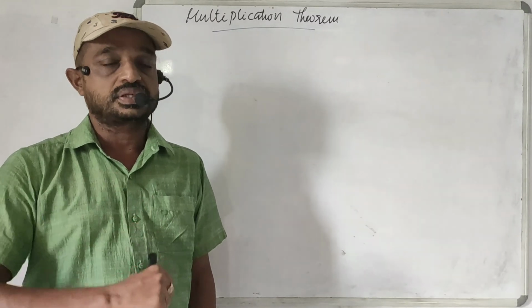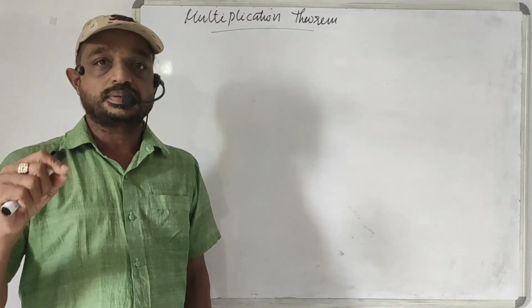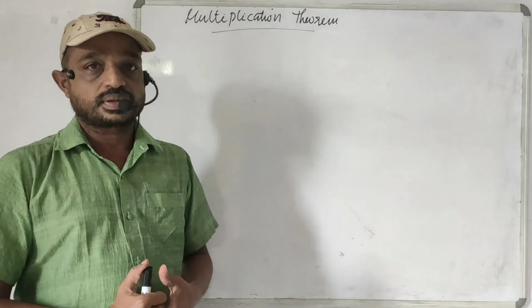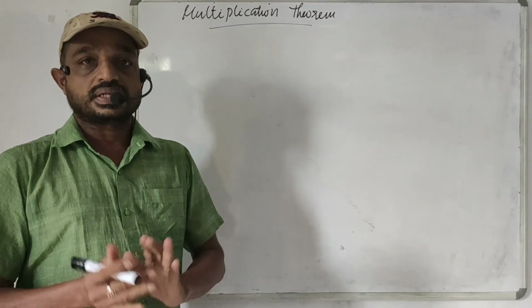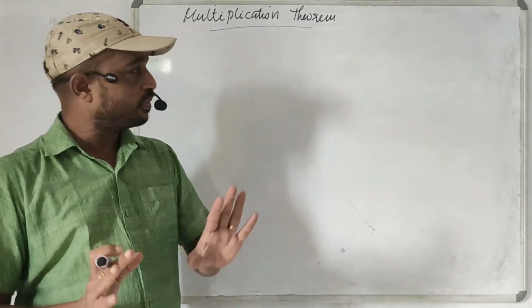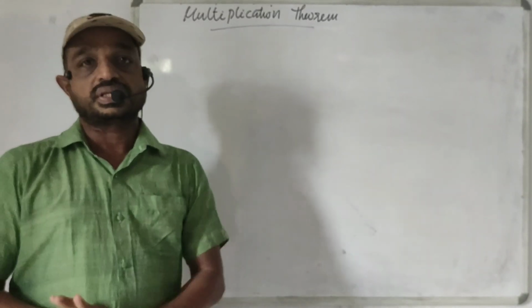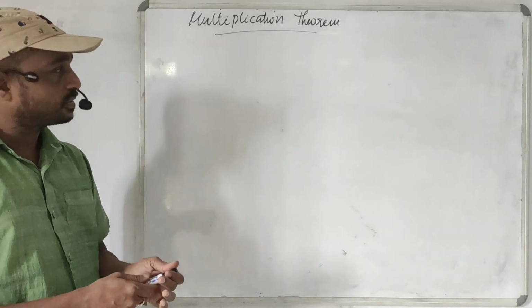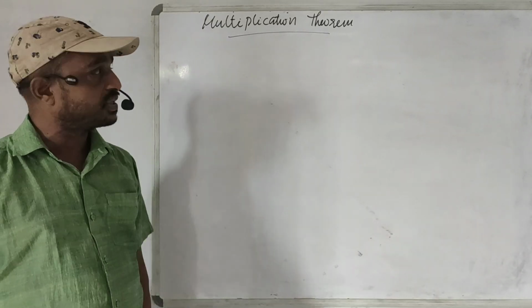In our last lecture we have seen conditional probability. Those who didn't watch my previous sessions, try to watch it first. Then only you will be able to understand the multiplication theorem well. Now let us move directly to the multiplication theorem.